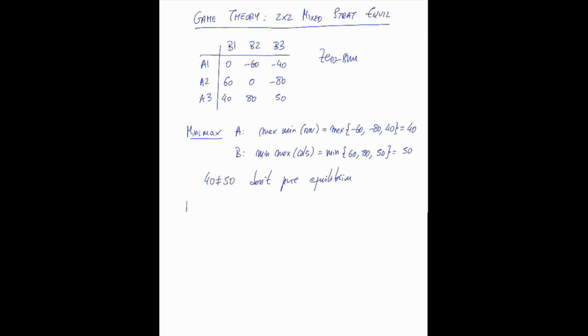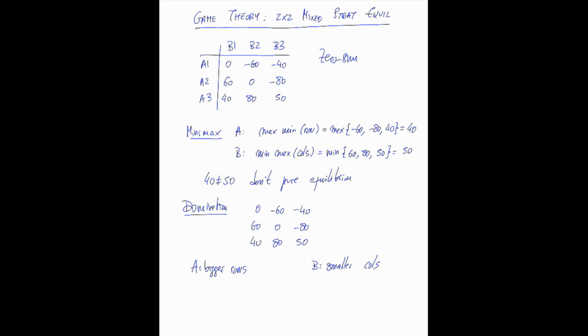What about domination? Let's consider again the matrix and let's write it here. So it's 0, minus 60, minus 40; 60, 0, minus 80; and 40, 80, 50. We check for A. For A, we're interested in the bigger rows, while for B, we're interested in the smaller columns.